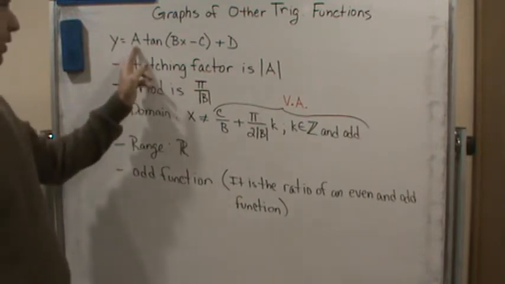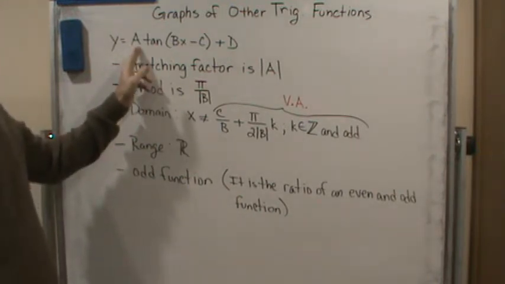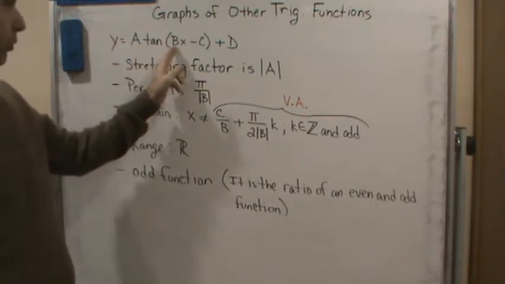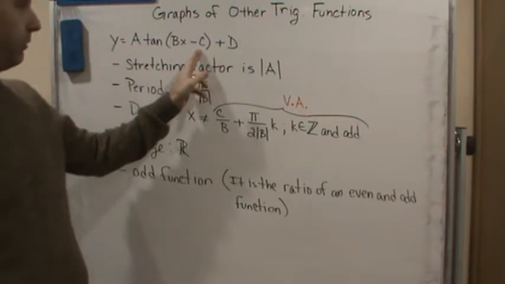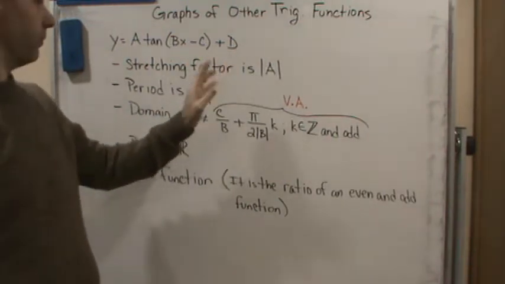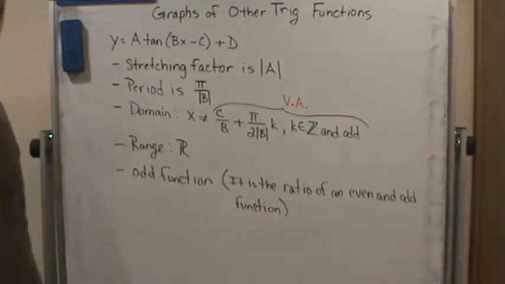So again, we've got our stretching factor, right? So our vertical stretch or compression. We've got our horizontal stretch or compression. We've got our horizontal shift and the vertical shift. So these are the four characteristics that we're going to use.